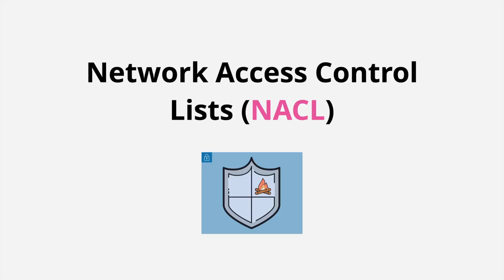Welcome back, and by now you should understand the difference between stateless and stateful security protection. In this lesson, I want to talk about one security feature of AWS VPCs in a little bit more depth, and that's network access control lists, known as NACLs. Now we do have a lot to cover, so let's jump in and get started.